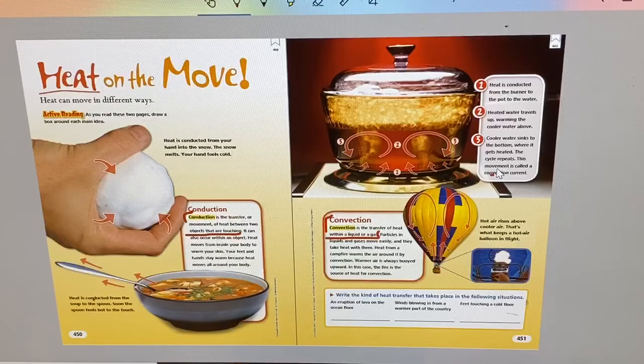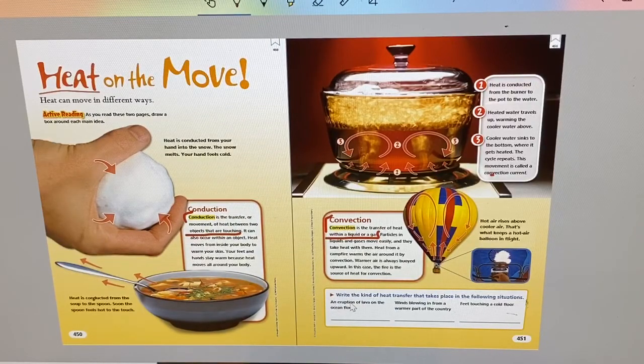Alright? Over here, write the kind of heat transfer that takes place in the following situation. Alright? I want you to do it on your own and pause my video, then see your answer if it's correct or wrong, all right?